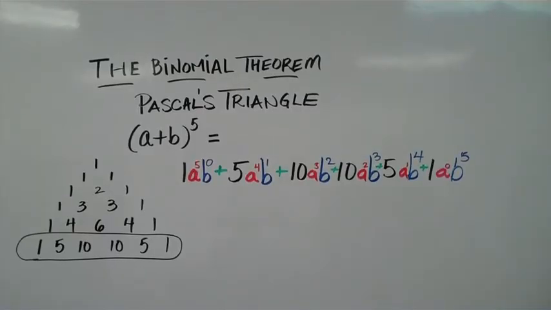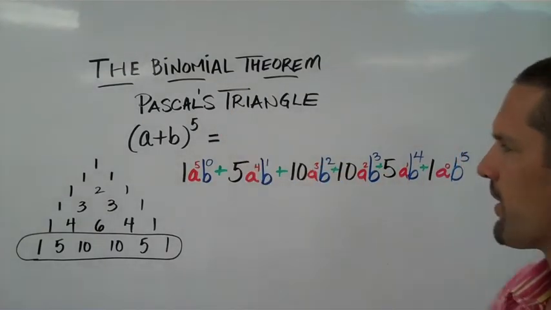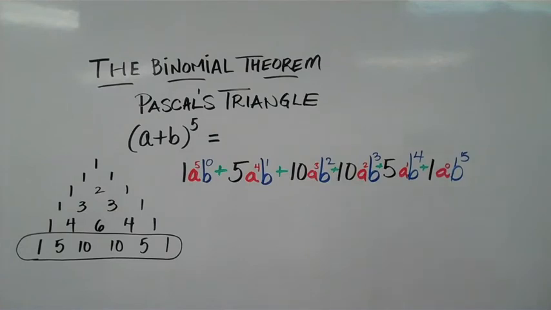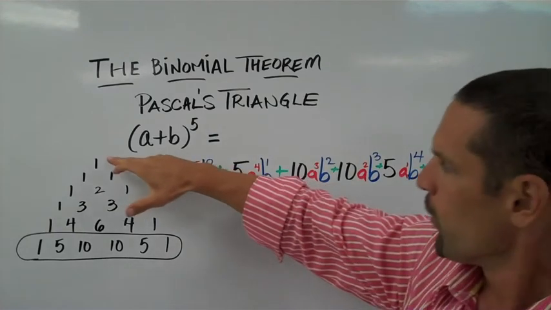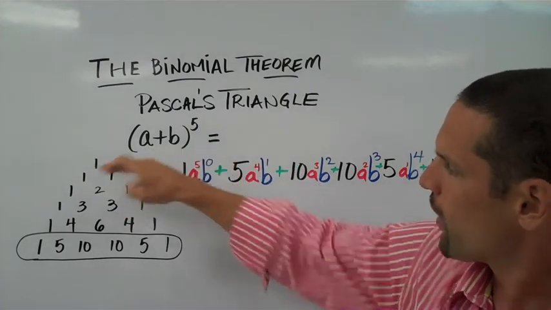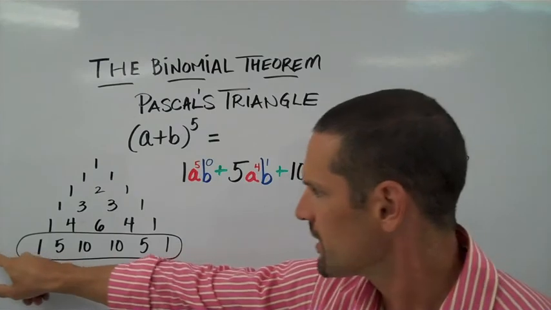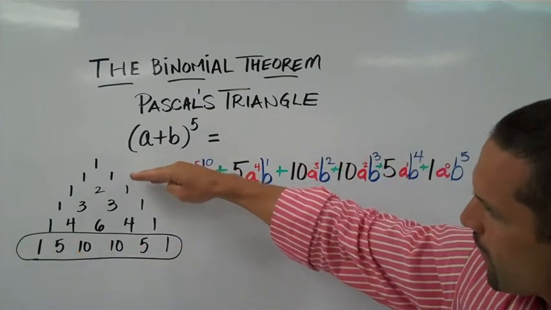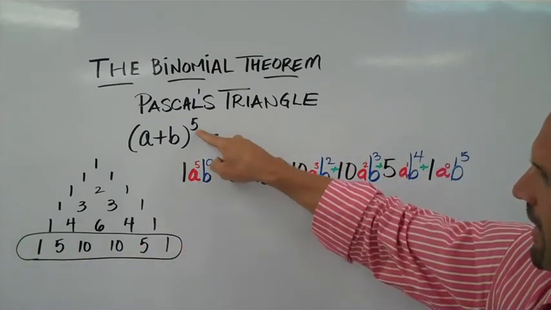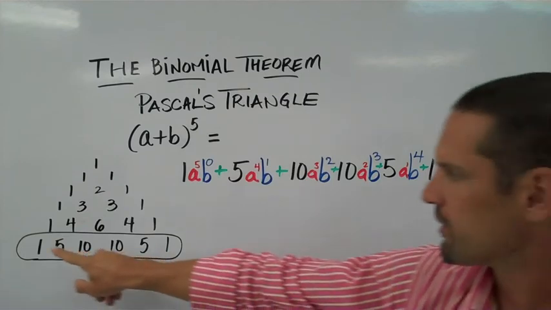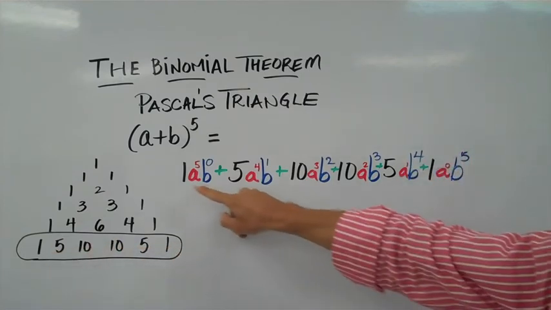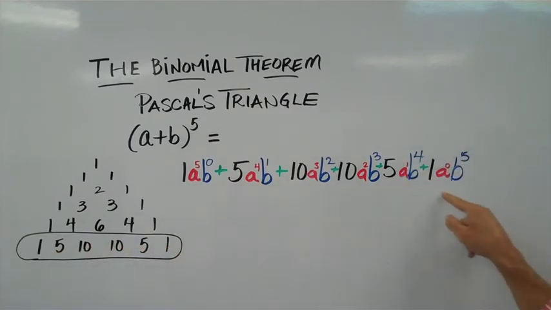If you were asked to expand a plus b to the 5th, one way to do it would be to use Pascal's triangle and the pattern of the exponents. 1, remember that's n to the 0. 1, 1, 1, 1, 2, 1, 1, 3, 3, 1, 1, 4, 6, 4, 1. Here is n equals 5. n equals 0, 1, 2, 3, 4, 5. When our n is 5, we're going to have coefficients of 1, 5, 10, 10, 5, 1.